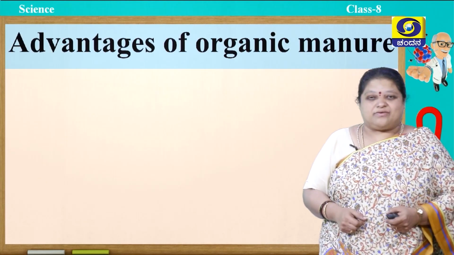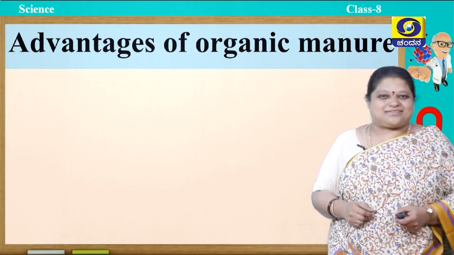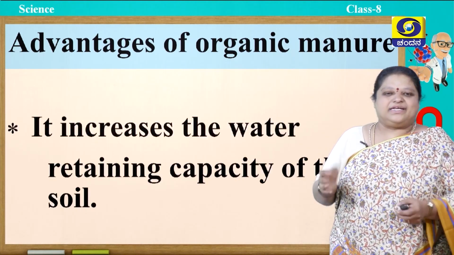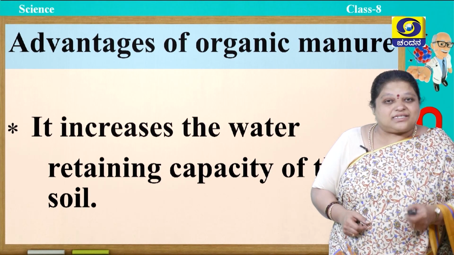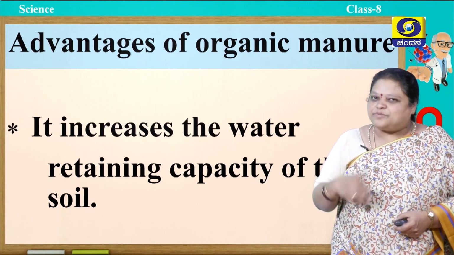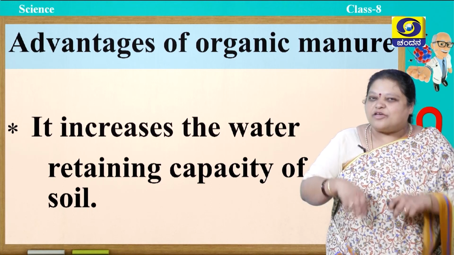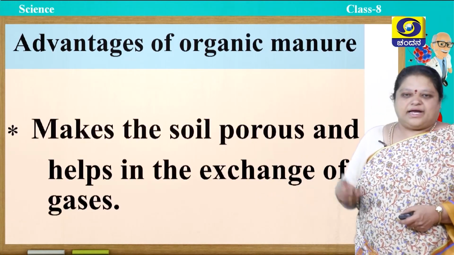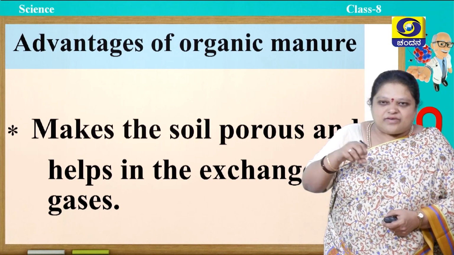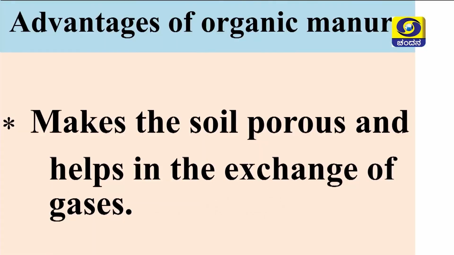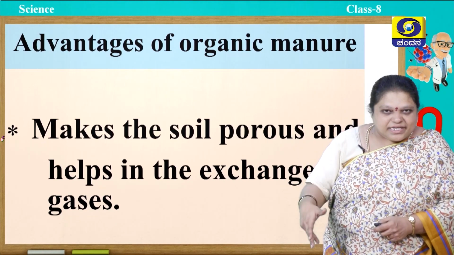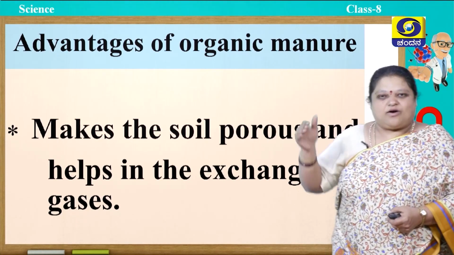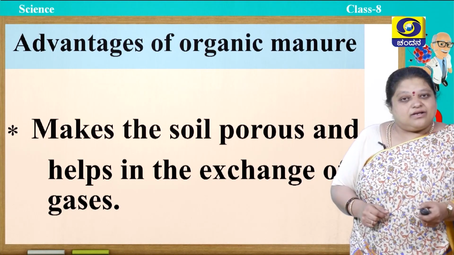Whereas in the organic manure, you know that slow and steady wins the race. This organic manure increases the water retaining capacity of the soil. It improves the texture of the soil. So, it helps the soil to improve its quality. The humus will be more. Then it makes the soil porous. So, there will be a lot of holes in it so that the roots can penetrate deeply into the soil and the exchange of gases, oxygen and carbon dioxide necessary, will take place very easily.